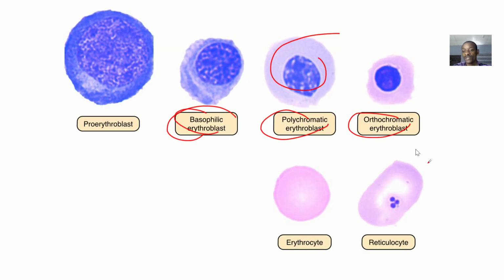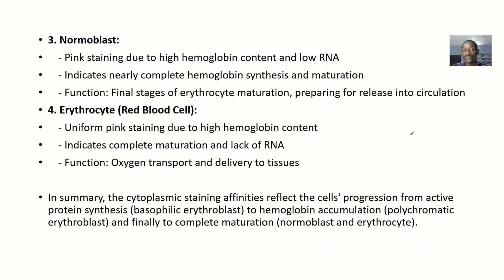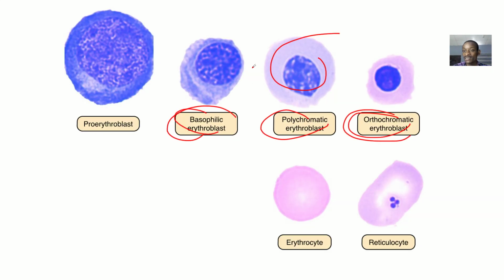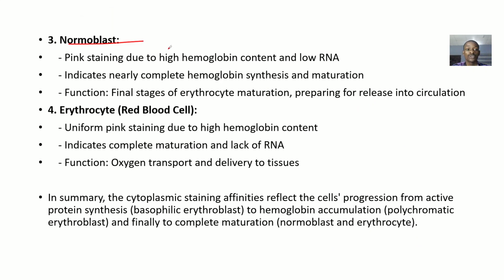Then next, we are talking about the autochromatic erythroblast, also known as normoblast. If you stain it, this is how it will look. Can you see that it is almost totally pink? It will show pink staining and a low blue, due to high hemoglobin concentration, and the RNA is now reducing. It indicates nearly complete hemoglobin synthesis and maturation. Function: it is in the final stage of erythrocyte maturation and preparation for release into circulation.